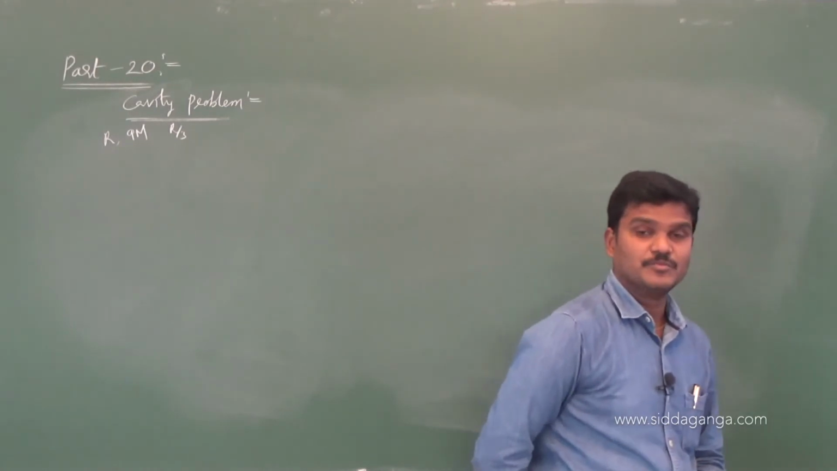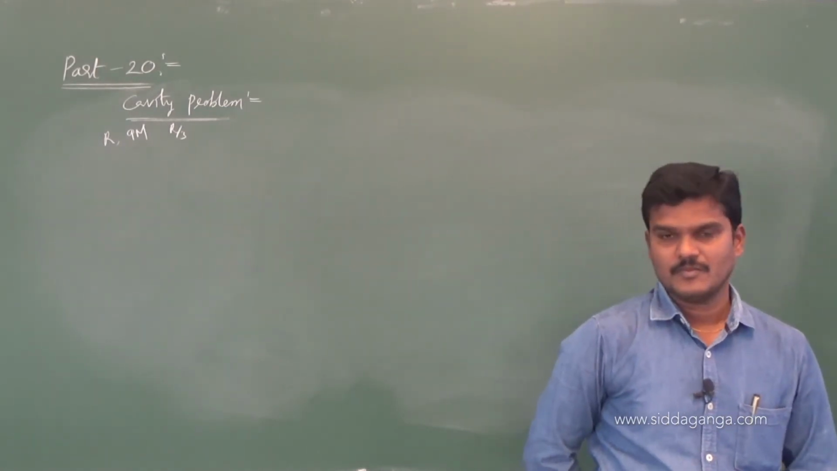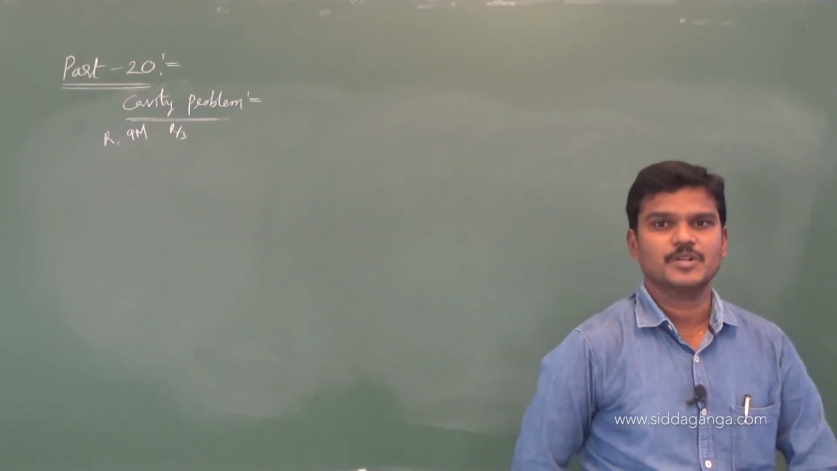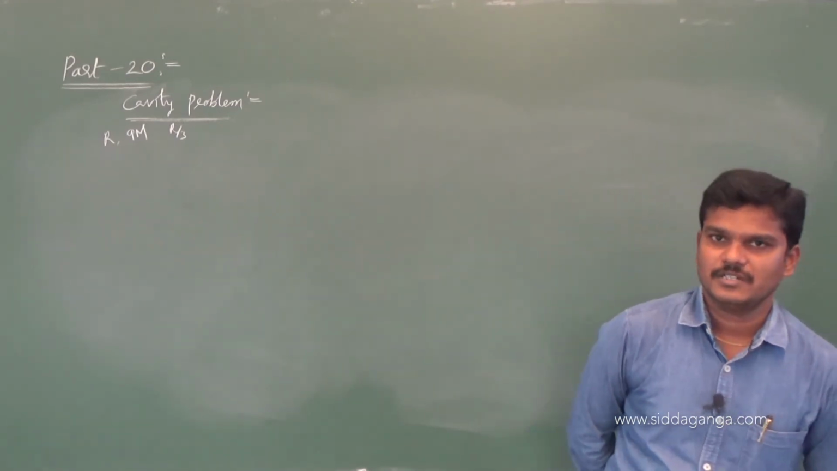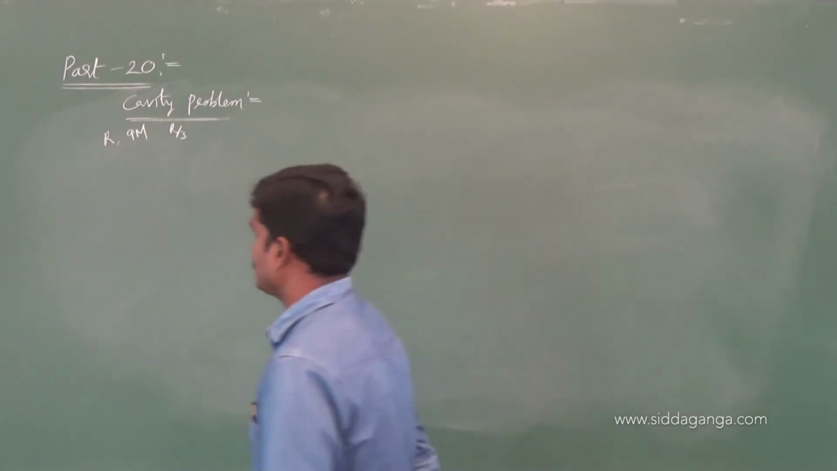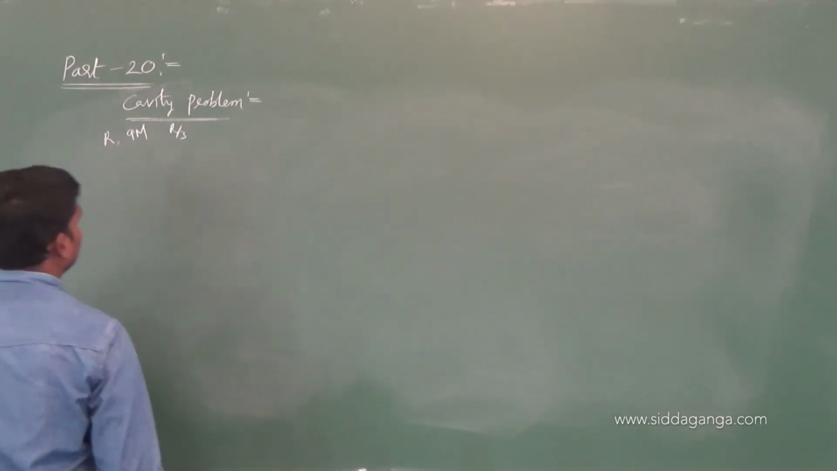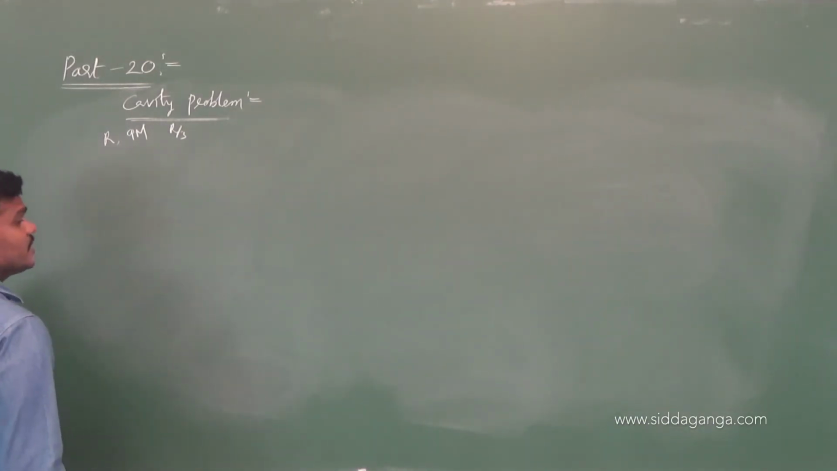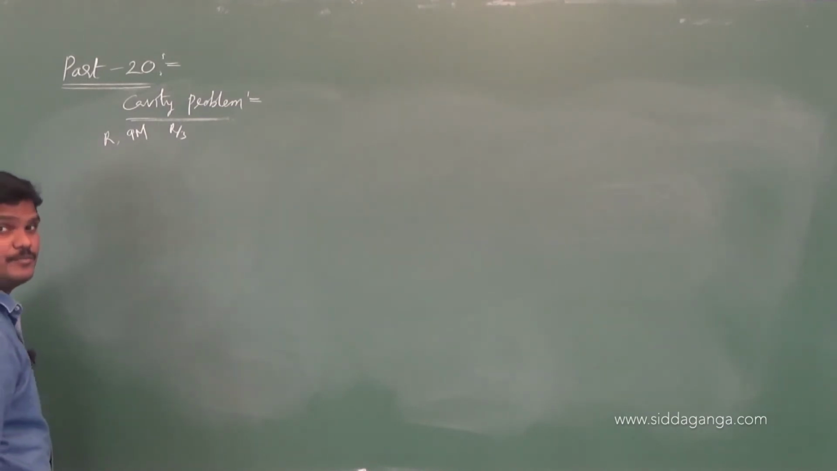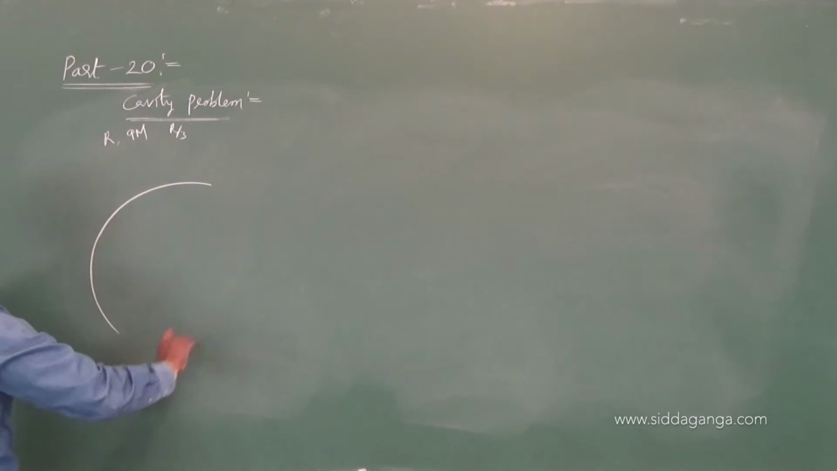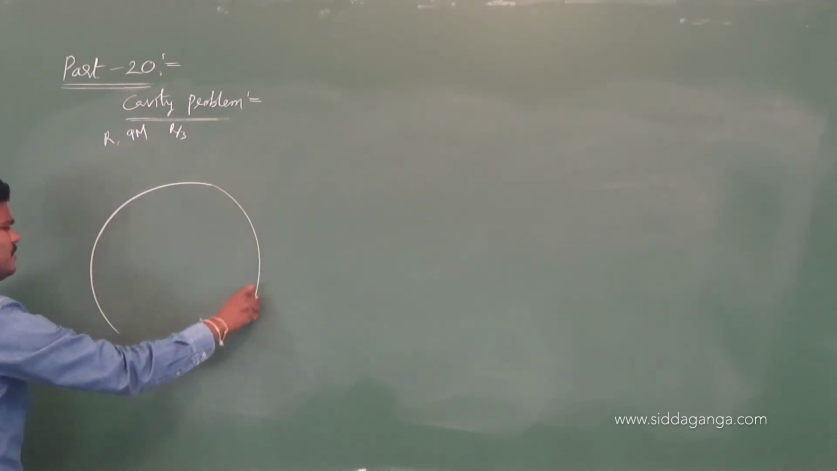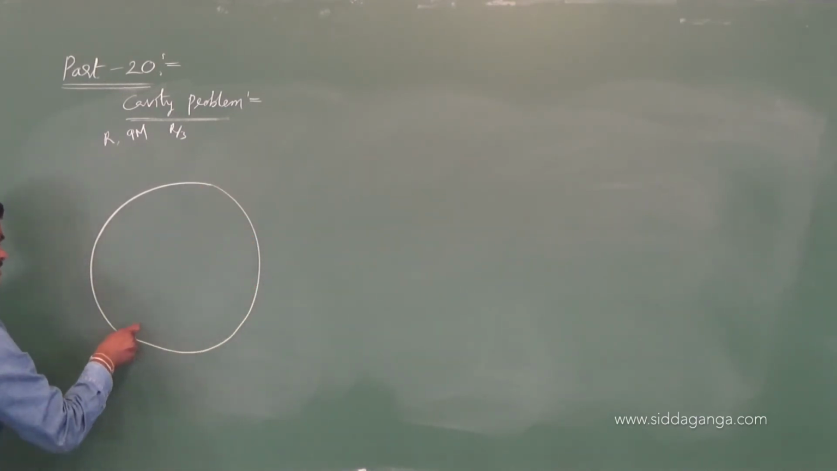about an axis passing through the center, perpendicular to the plane of the disc. So they are asking the moment of inertia of the remaining portion. See, they gave a circular disc. So listen carefully to this one. This is the circular disc.